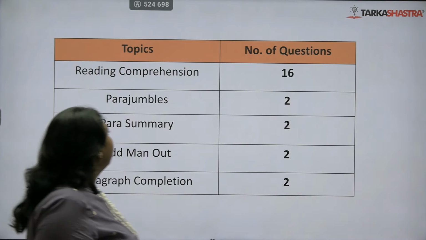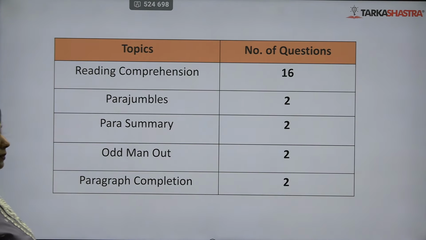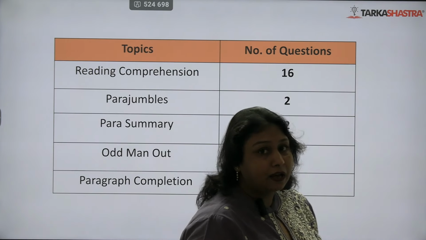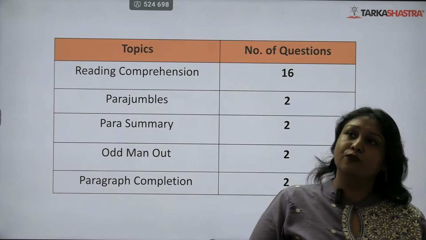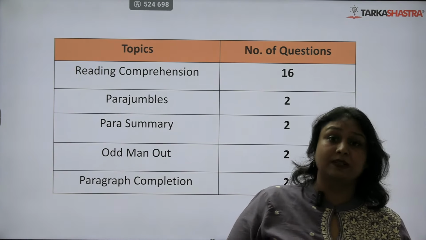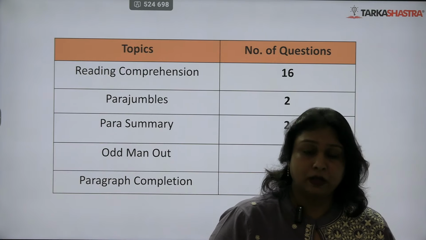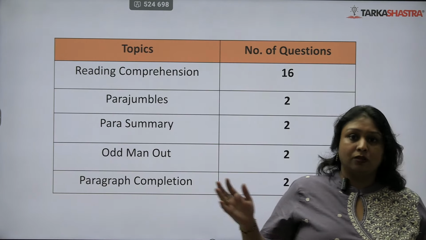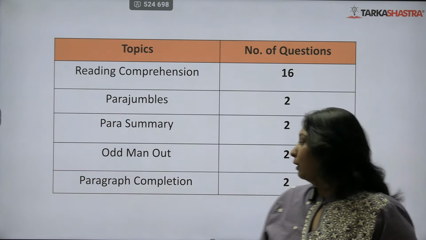Coming forward, parasummary. What is parasummary? You would be given a paragraph and 4 options would be provided to you, and you need to choose the right option which best summarizes the given paragraph. This is all about parasummary. It is MCQ based, so you will definitely have a negative marking for this.